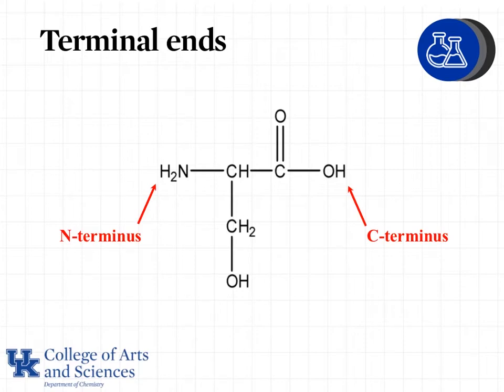And one thing we have to worry about are the terminal ends. We have the N terminus of an amino acid, and we have the C terminus of an amino acid. Obviously the N terminus is the amino end, and the C terminus is the carboxylic acid end. Notice that the side chain is never considered the N or the C terminus, regardless of the composition of the side chain. The termini have to be in the backbone of the amino acid. And this becomes important because as we start to bond amino acids together, they have to be bonded in a specific way.